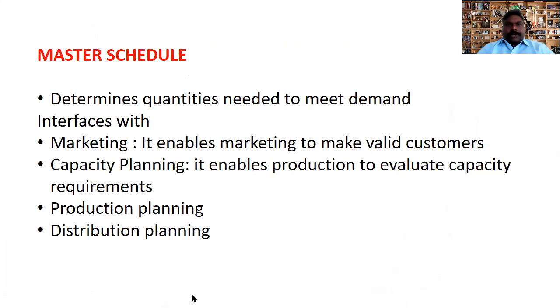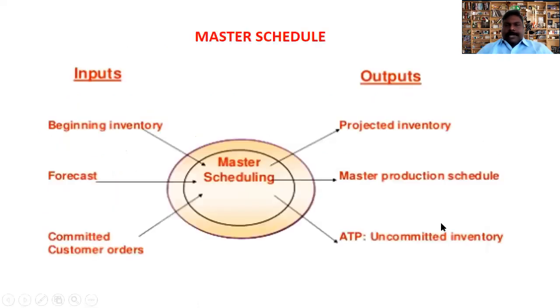What is meant by master schedule? Determines quantities needed to meet the demand. Interfaces means they have internal connection with other departments like marketing. It enables marketing to make valued customers. Capacity planning, it enables production to evaluate capacity requirements. Production planning, distribution planning. So here, all these four are interfaces, then only we are going to get the master schedule. So let us have a look at this diagram, what is meant by master schedule.